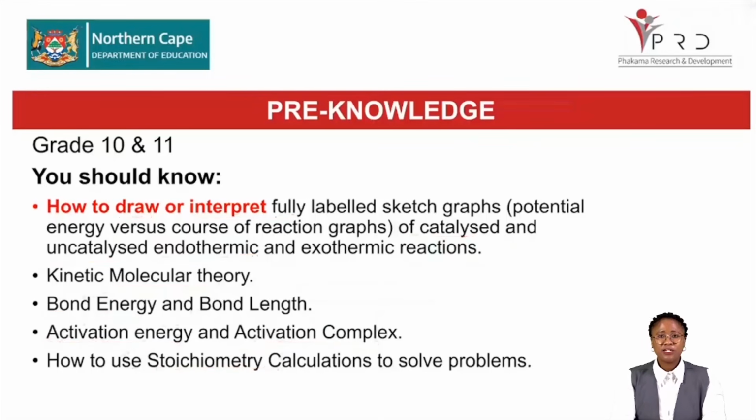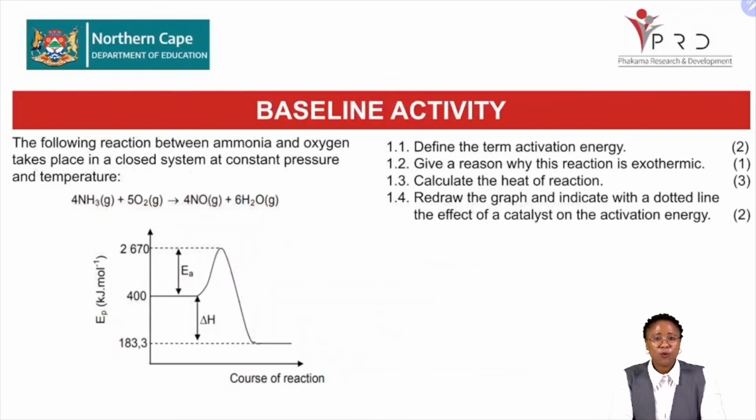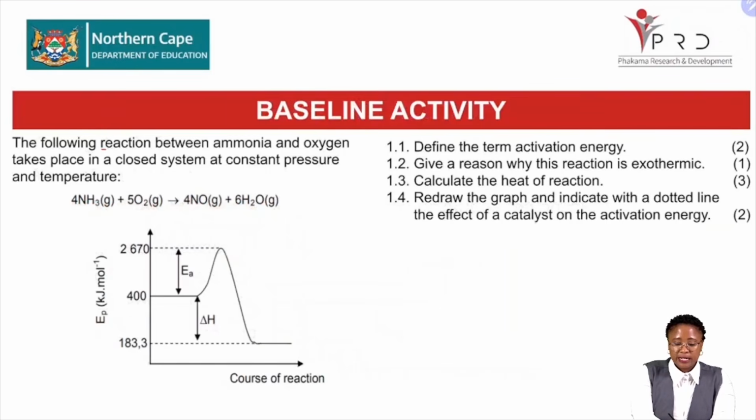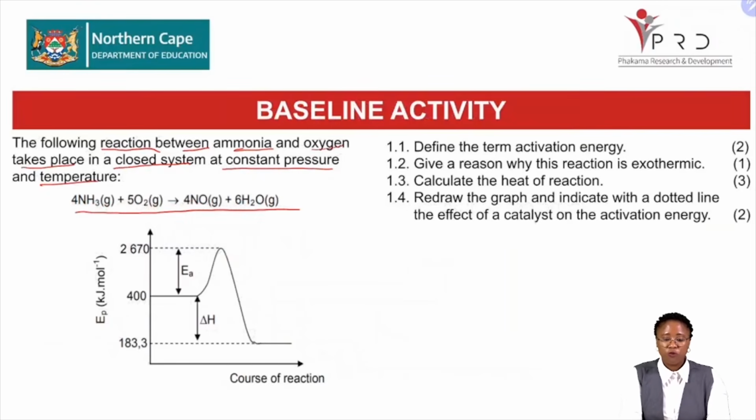All right. Now that we've looked at what you are supposed to know in terms of the prior knowledge, let us test if you know what we're saying you should know. Let us quickly look at our baseline activity. It says the following reaction between ammonia and oxygen takes place in a closed system at constant pressure and temperature. As you can see, we are given the reaction over there. We have ammonia reacting with oxygen. We have nitrogen oxide as well as water as our product.